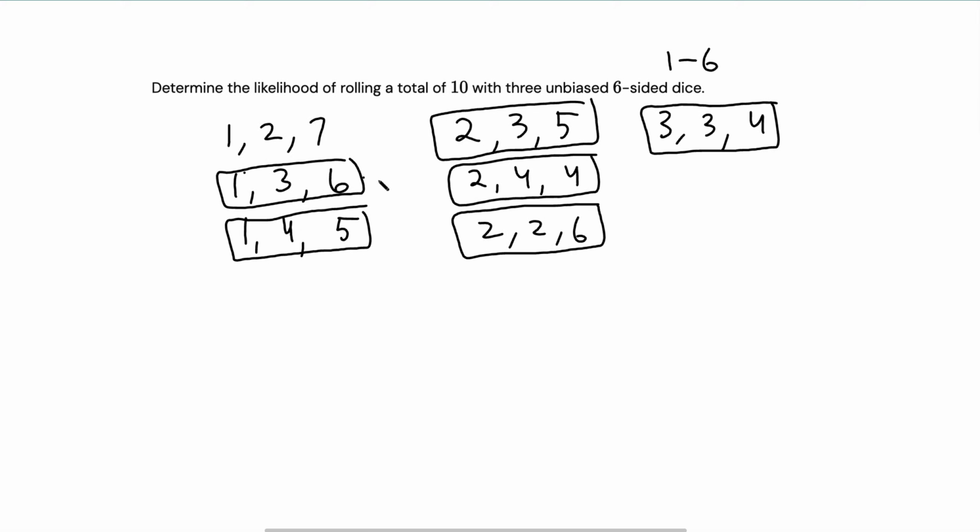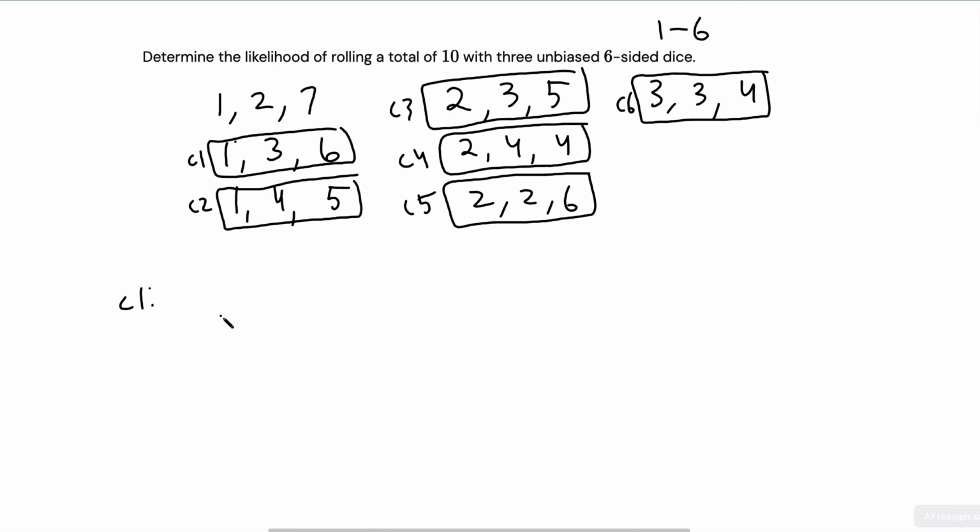So consider each of the cases. What is the probability of each of these valid outcomes happening? So call this case 1, case 2, case 3, case 4, case 5, and case 6. So case 1, we have 1, 3, 6. Well, how many ways are there to permute it? There's 3 factorial ways to permute it. And the reason why we permute it is because this will correspond to the number of ways where the dice have each of the unique values.